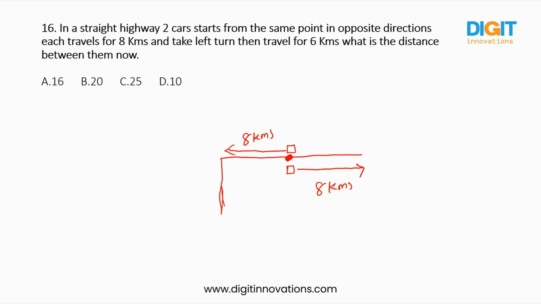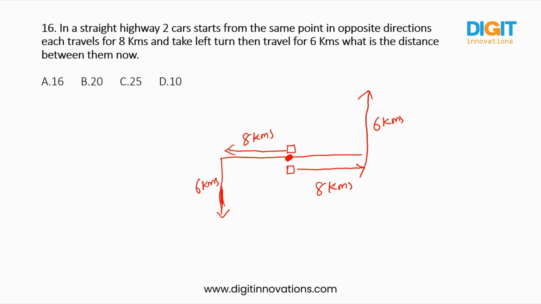So for this car, the left would be downward, right? This would be the left for this car, which is traveling this direction. So it travels 6 kilometers downwards, and for this car, the left would be this side, and it travels 6 kilometers this side. So what is the distance between them now? We have to find the total distance here. We can't simply calculate 6 plus 8 plus 8 plus 6.